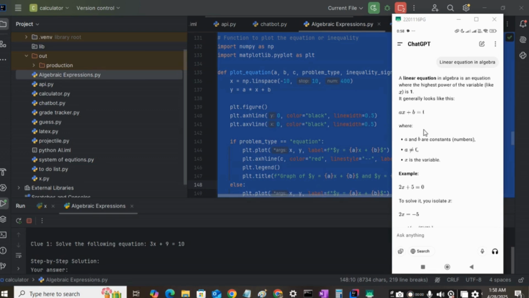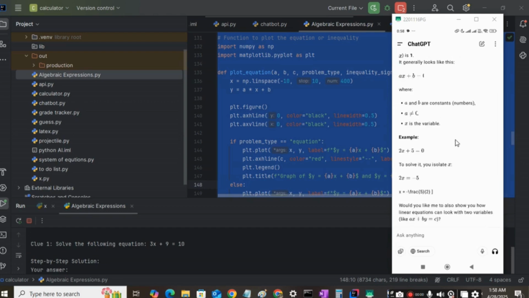So we have this form for the linear equation. It's ax plus b, where a and b are constants and x is the variable. For example, we can have a as 2 and b as 5. So essentially that is 2x plus 5 equals 0.